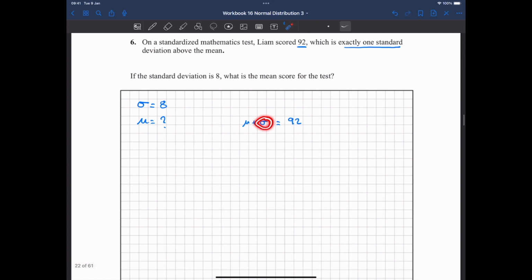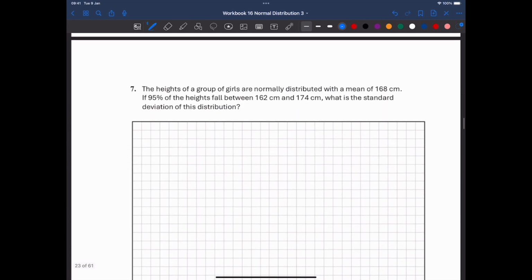Now we know a standard deviation is 8, so we'll put that in. The mean plus a standard deviation equals 92. So we'll take away 8 from both sides, and the mean equals 84. So the mean's 84. Perfect. That's that done. Question 7.